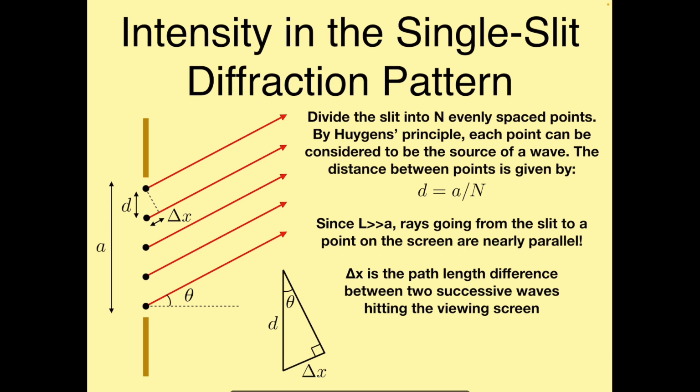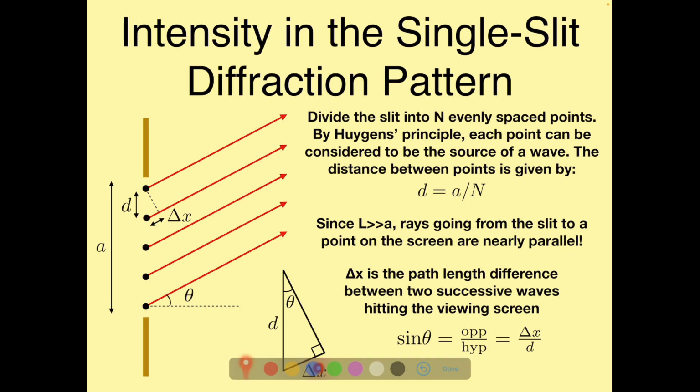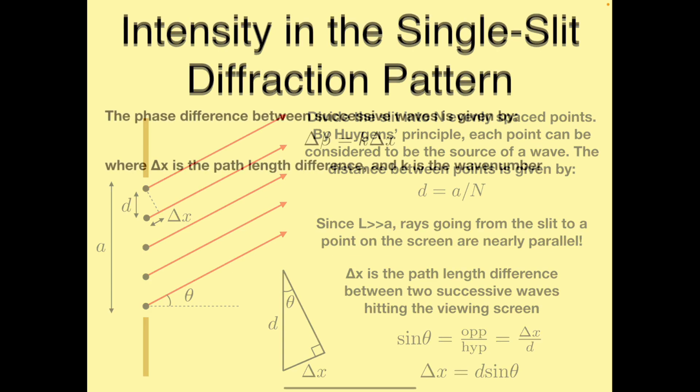Okay? So if we apply the sine function, sine of theta is opposite over hypotenuse. That would be delta x for the opposite side and d for the hypotenuse. So what that gives us is delta x is equal to d sine theta. So that should look familiar. This is something we came up with for the double slit interference pattern for delta x.